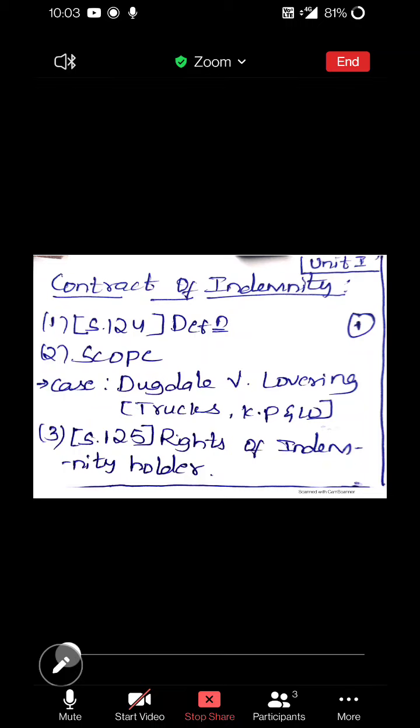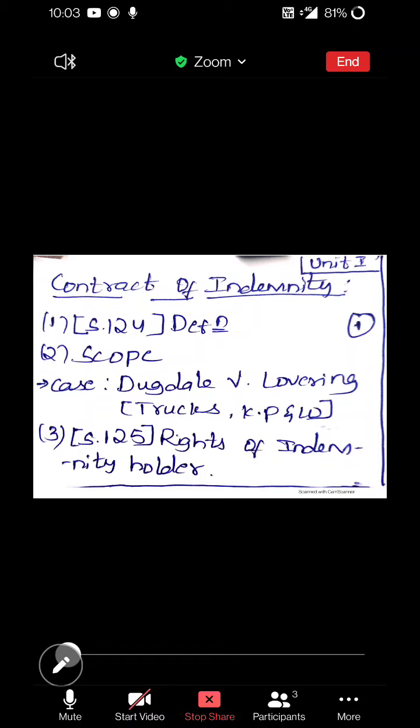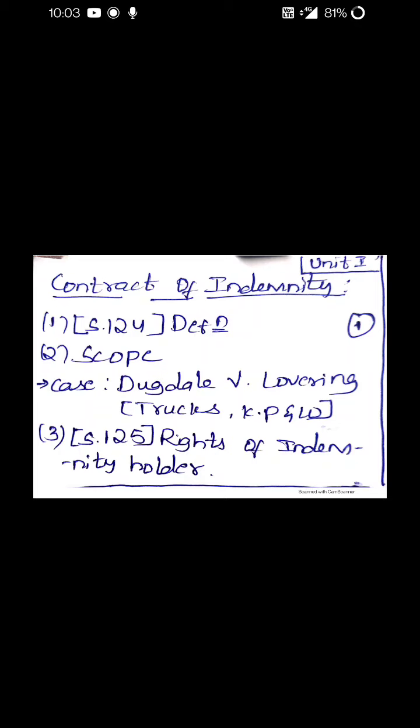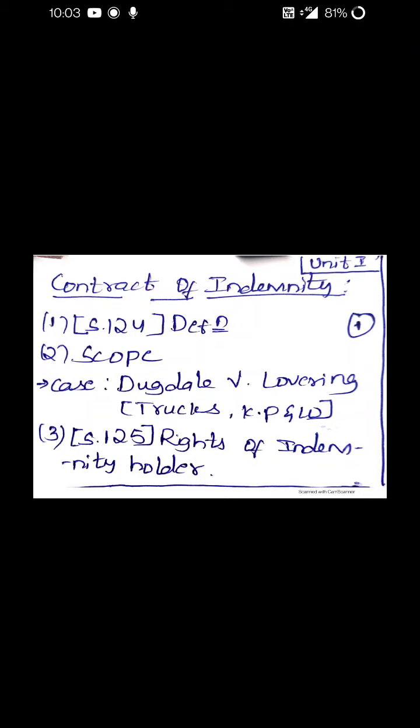Section 124 defines contract of indemnity as a contract where one party promises another party to cover all the losses that the other party incurs by the conduct of the promisor himself or by any other party. So, it's a contract by which one party promises to save the other from the loss caused to him by the conduct of the promisor himself or by the conduct of any other person. It is called a contract of indemnity.